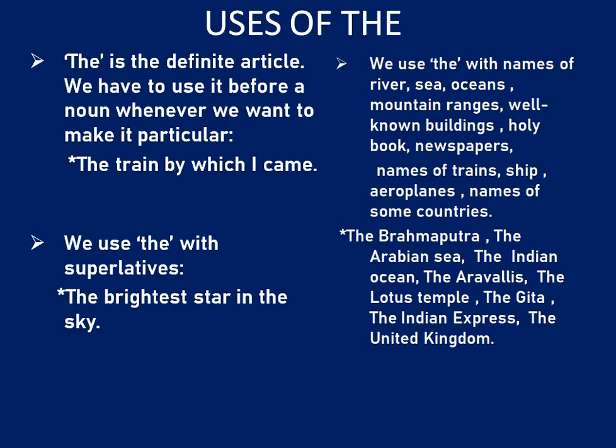Second point, we use the before the superlative. See students, often you make a mistake in this. Whenever the superlative degree is written, automatically the comes before it. So example, the brightest star in the sky. Star is a noun and brightest is the superlative degree of the adjective, so the will come before that. Clear? Now we use the with the names of rivers, seas, oceans, mountain ranges, well-known buildings, holy books, newspapers, names of trains, ships, aeroplanes, names of some countries, and so on.